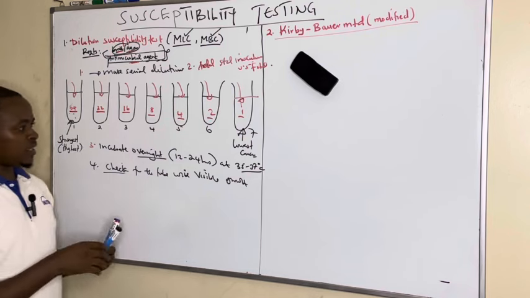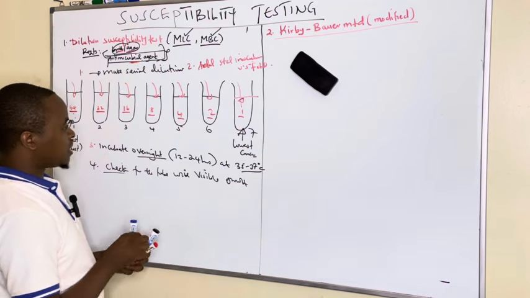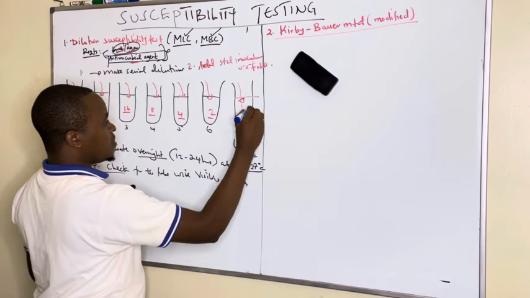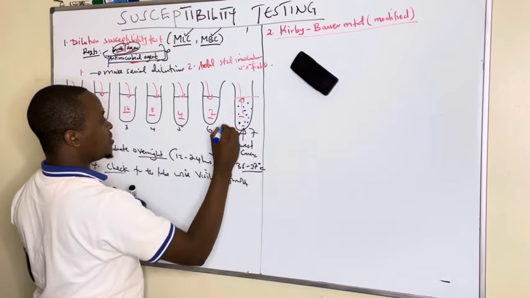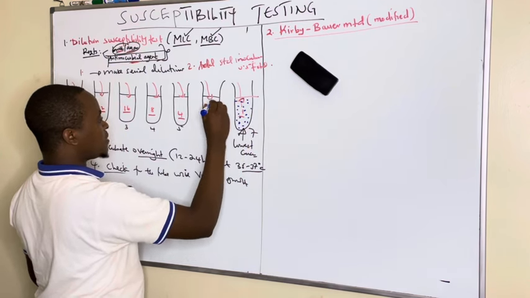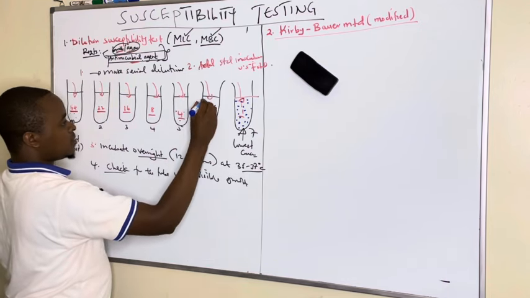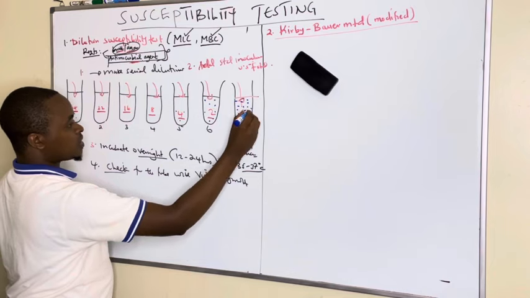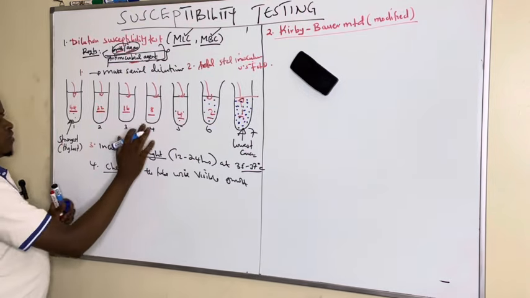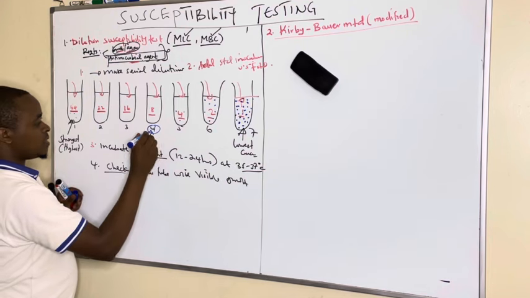After inoculating and incubating at 37 overnight, we check the tubes and we find tube 1 has bacterial growth. The growth is too much. We find tube 2 also has some growth, and this one has also some growth. This one has much growth, and here there is little growth, and we find tube 4 has no visible growth. So our tube 4 becomes the MIC.